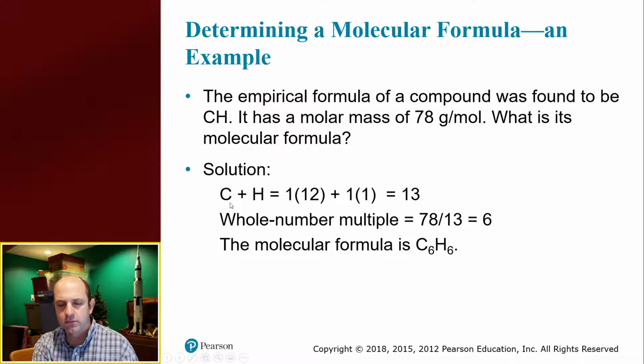And so we'd say, well, CH, if this were our chemical, carbon is 12, hydrogen's 1, they're just rounding here. That would be 13. We say, well, what's the ratio between 78 and 13? Well, it's a 6-to-1 ratio. Oh, well, that means our empirical formula is 6 times too small. We got to make it 6 times bigger. So CH becomes C6H6. And then that weighs 78, and that would be our answer there.